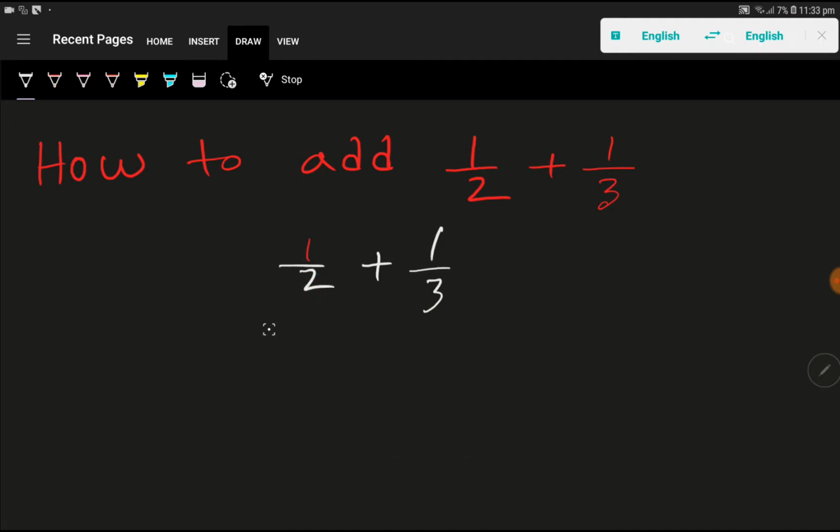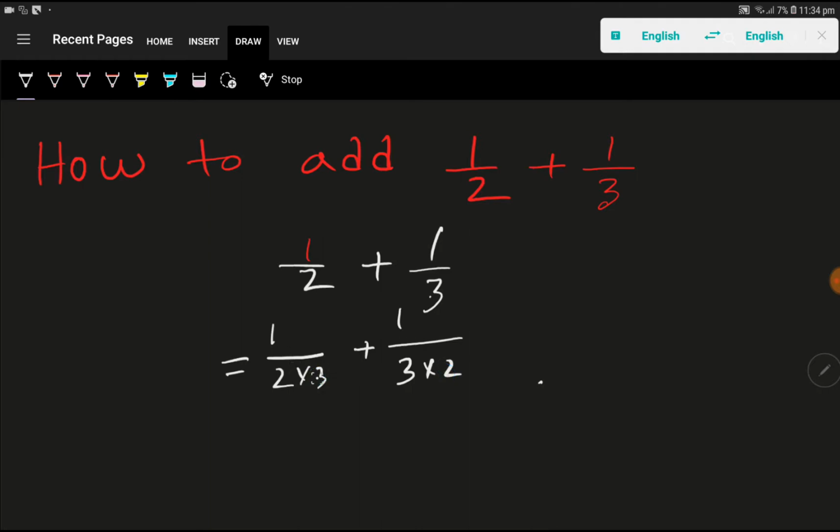If I want to get the same denominator, then what will happen? If I multiply these 2 by these 3, then I will get 2 times 3, that is 6, right? And if I multiply these 3 by these 2, then I'll get 6. That is, I will get the same denominator. So our target is to get the same denominator, right? So we are getting that.